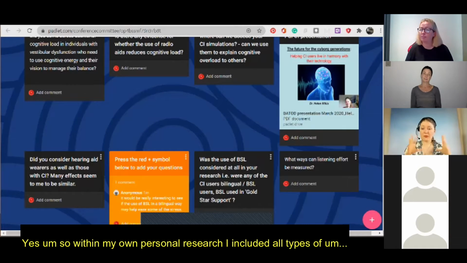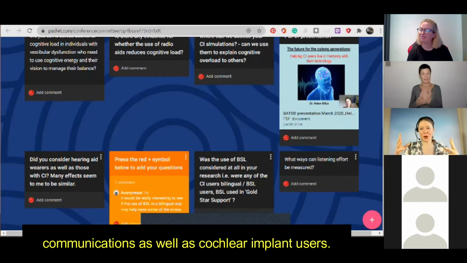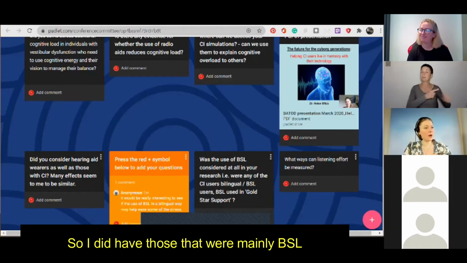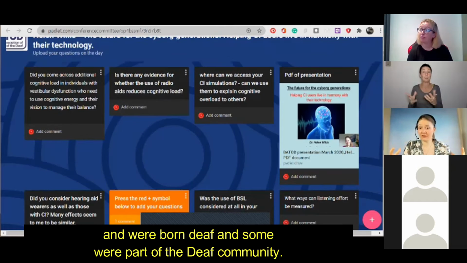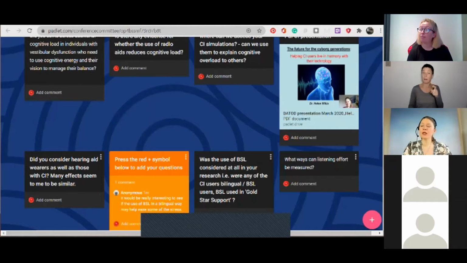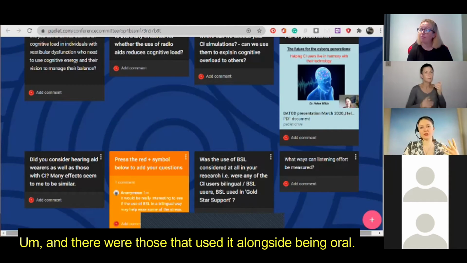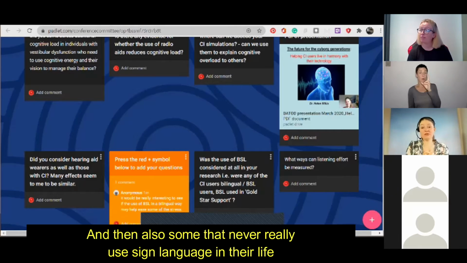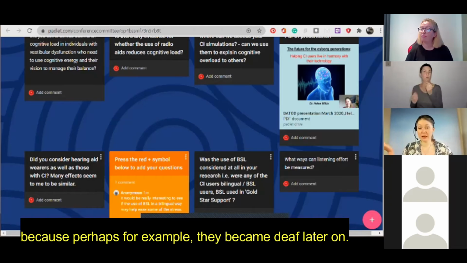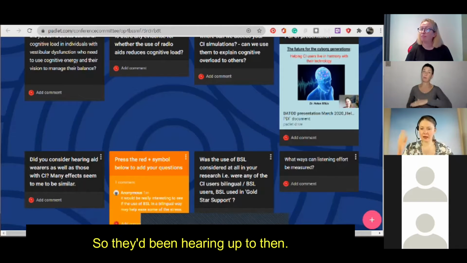Yes. Within my own personal research, I included all types of communicators as well as cochlear implant users. I did have those that were mainly BSL users and were born deaf, part of the deaf community. There were also those that used it alongside being oral. And then also some that never really used sign language in their life because, for example, they became deaf later on, so they'd been hearing up to then.